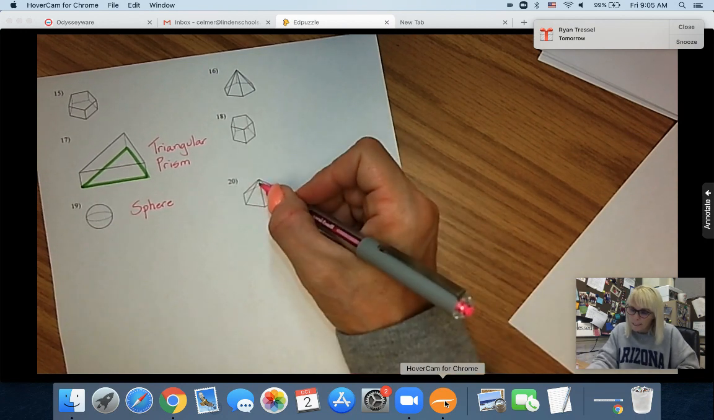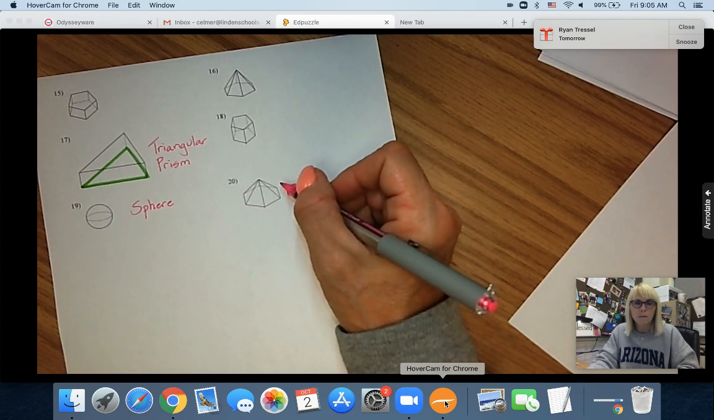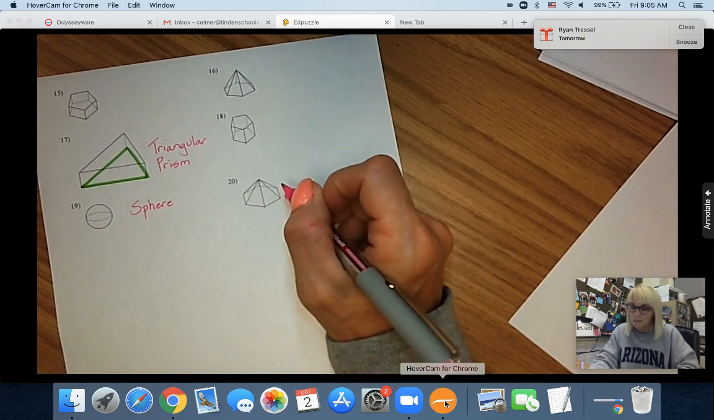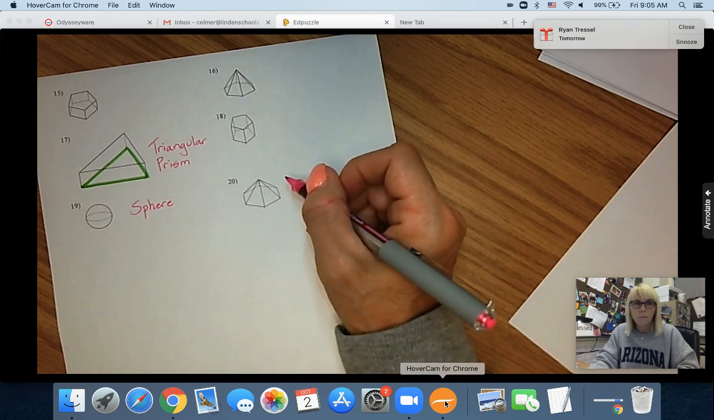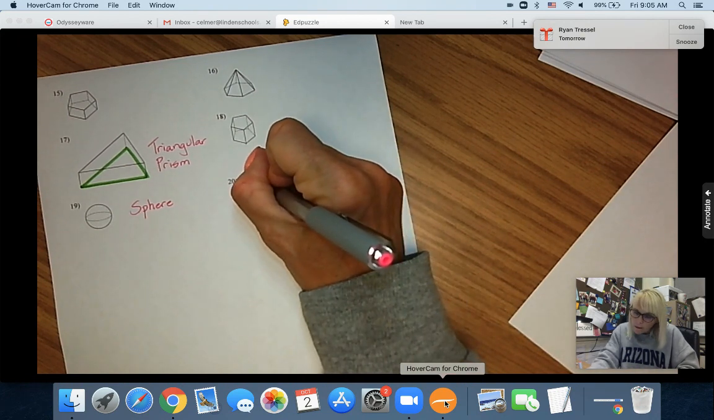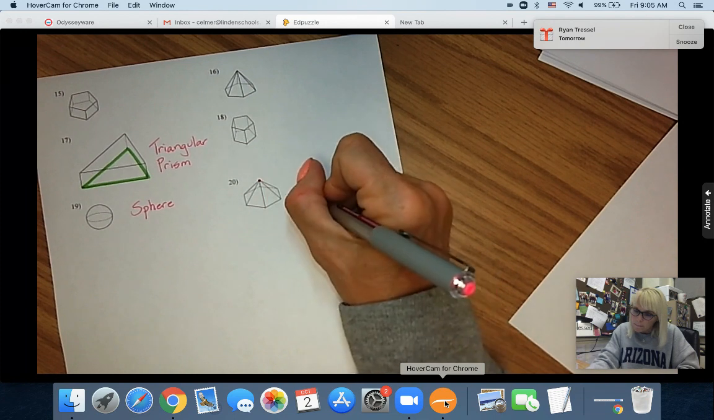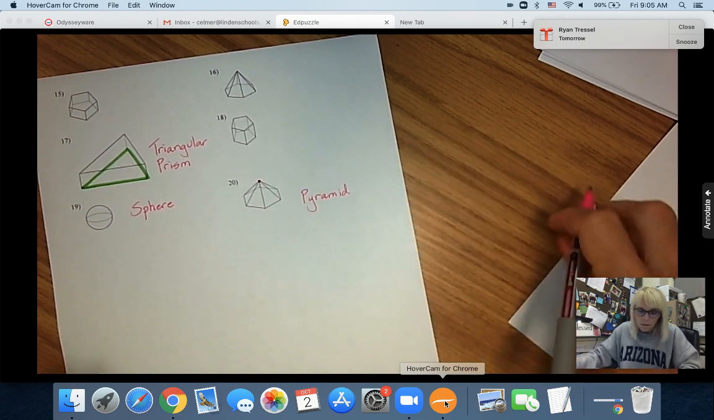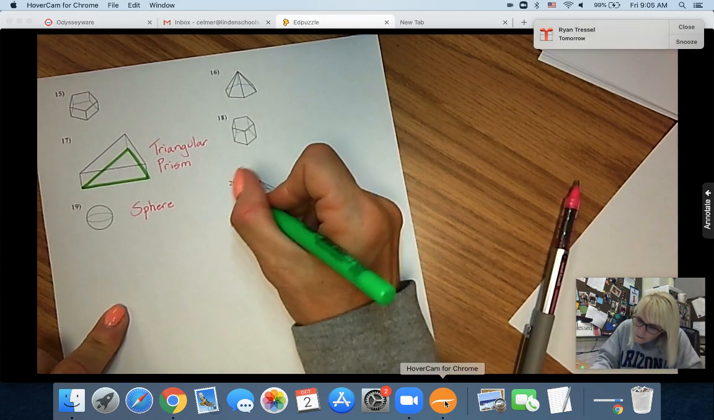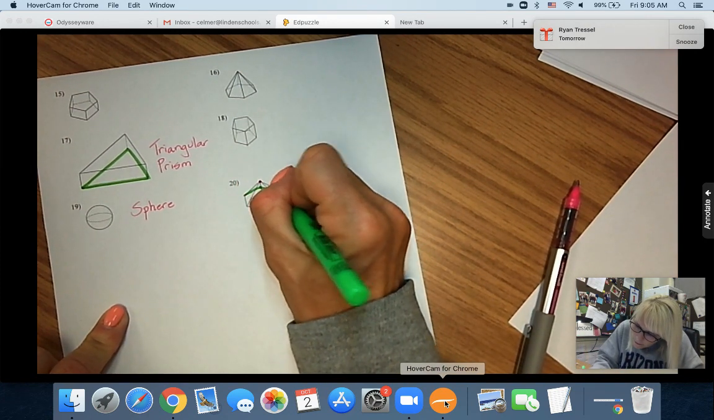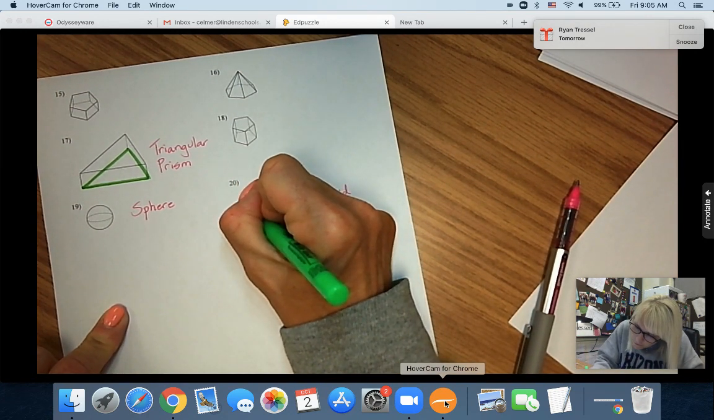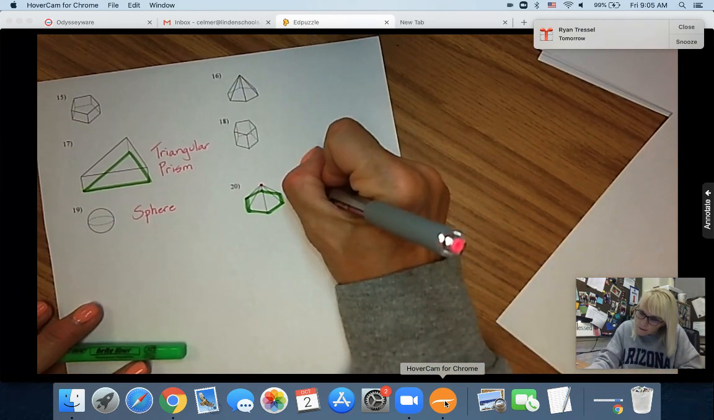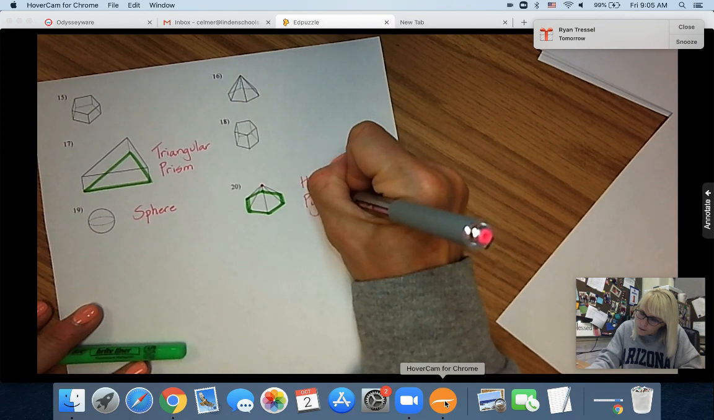Okay, so again, you want to look at the faces of this figure, and you want to say to yourself, are they all polygons? The answer to that is yes. Since they are, it's either a pyramid or a prism. It comes to a point, so it is a pyramid. And then after you determine it's a pyramid, you look at its base. It's one base. And 1, 2, 3, 4, 5, 6 sides makes this a hexagonal pyramid.